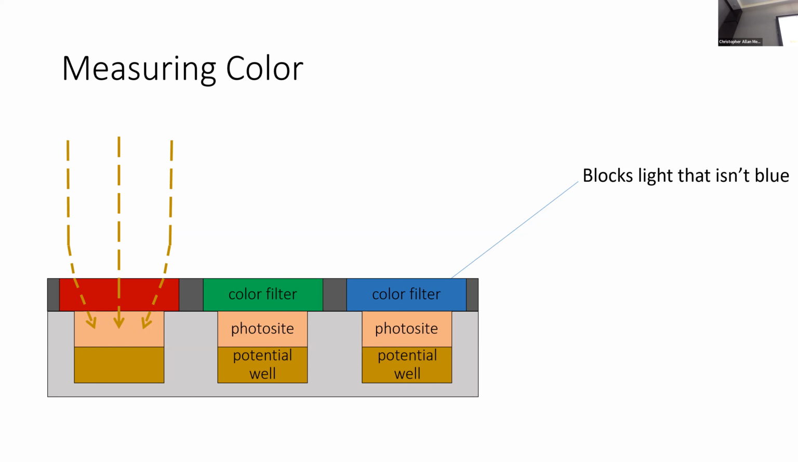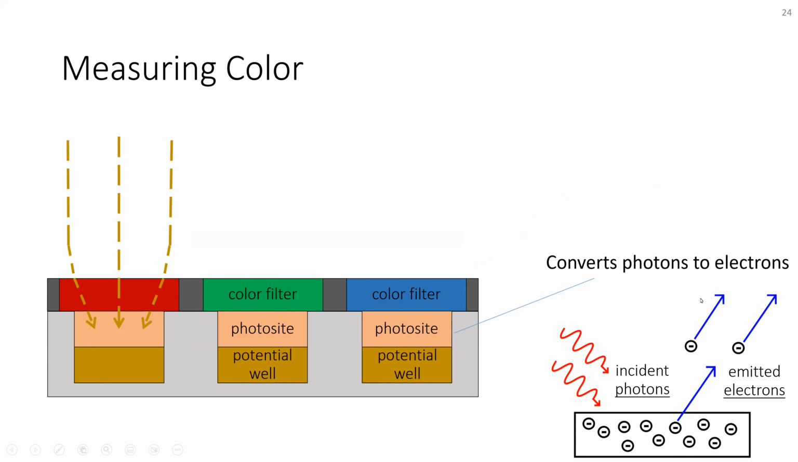Hit the sensor. And the goal of the color filter is essentially to block light that isn't blue, to block light that isn't green, and to block light that isn't red. So after you block all the light except the blue light, you now have this photosite, which again takes photons, converts them to electrons, which you now store and measure.